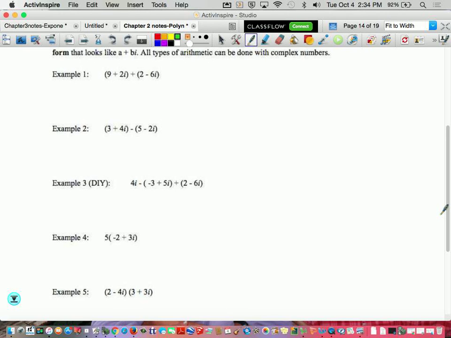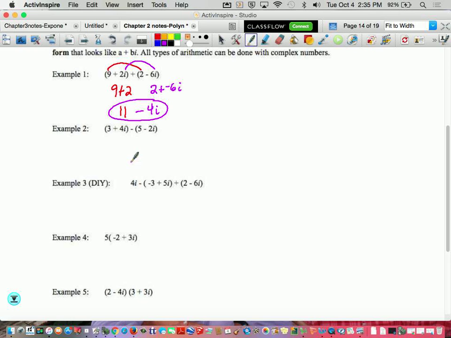The first part here, these examples, we're adding, subtracting, and multiplying. When you add, it's fairly intuitive, meaning you probably could do these problems on your own without anyone teaching. So if I'm going to add, I would add the 9 and the 2 together, and I'm going to get 11. Then you would add 2i and -6i. What's 2i plus -6i? Well, that's -4i. So there's your first answer, 11 minus 4i.